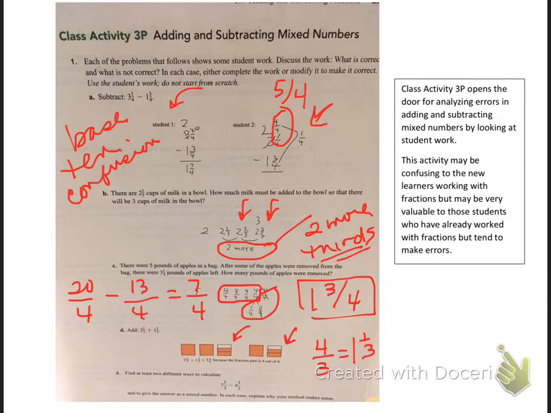So again, it was what part of the whole you're talking about. Your whole is thirds, your whole is not sixths. So I really think that's a very good discussion problem.